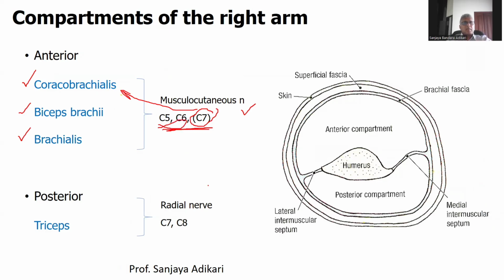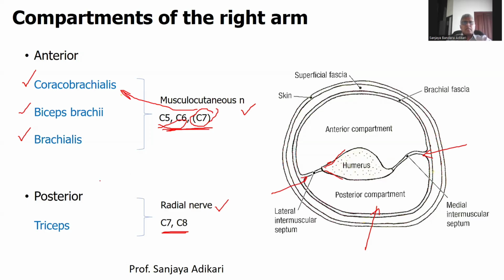Then the other important thing is the posterior compartment of the arm. Totally one muscle is there, the triceps, having three heads, lateral, medial, and long heads, supplied by radial nerve, C7 and C8 segments. Now, the anterior and posterior compartments are separated by two intermuscular septa, medial intermuscular septum and the lateral intermuscular septum. These intermuscular septa continue as the periosteum of the bone, so they are very firmly attached to the bone.